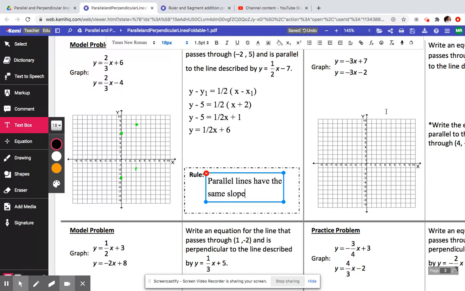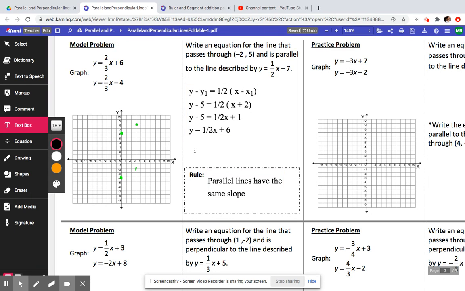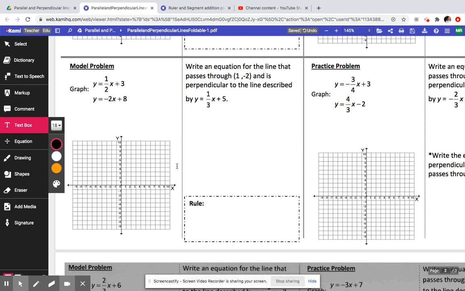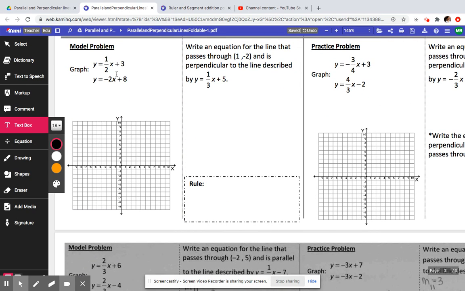Go ahead and try this example here, and if you have any questions, let me know. Let's go down to perpendicular lines. Perpendicular lines are a little bit more difficult. What's going to happen is it's going to create 90 degrees and cross at one point. Let's graph this and see what happens when we graph our two lines on a graph.